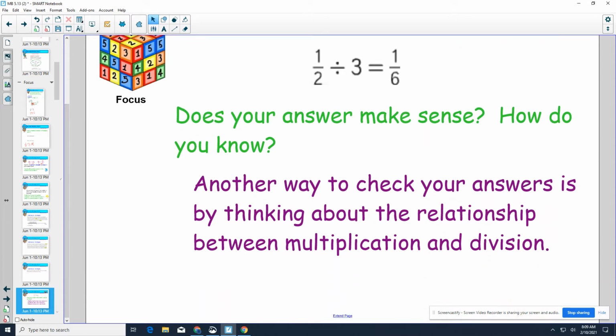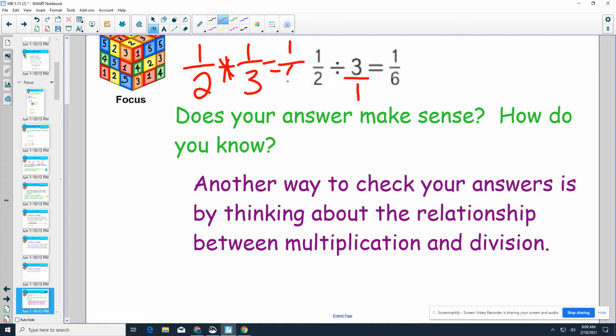So does your answer make sense? How do you know? So let's see, we have 1/2 divided by 3. Another way to check your answer is by thinking about the relationship between multiplication and division. Like we said, we could write this as a multiplication problem. We could just rewrite it. I always like to put the whole number over 1, and it's called the reciprocal. You simply just flip the second fraction and multiply straight across.